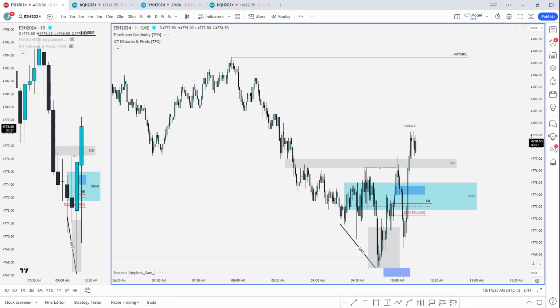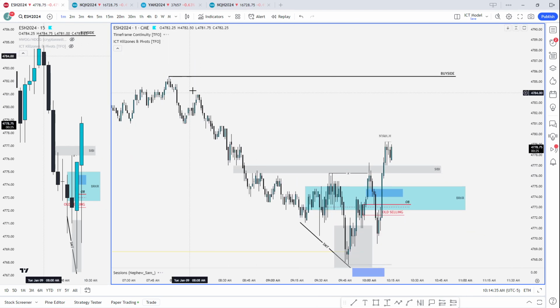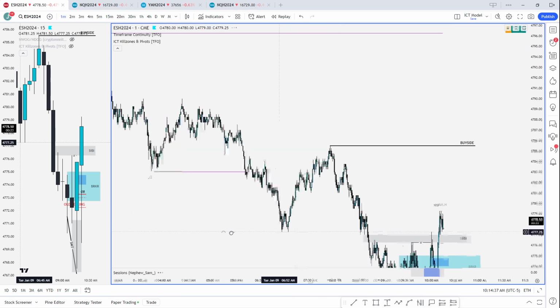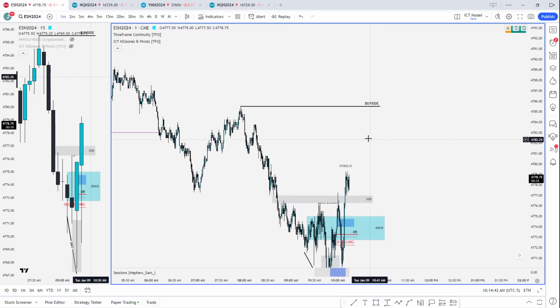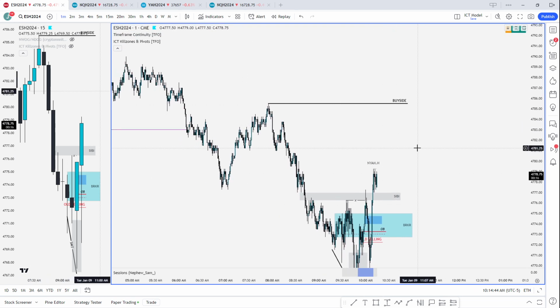ES also should be reaching up for this high. That would complete the market maker model I'm looking at. Still a lot of liquidity up here too. Just don't know if we'll get a retracement off that before.